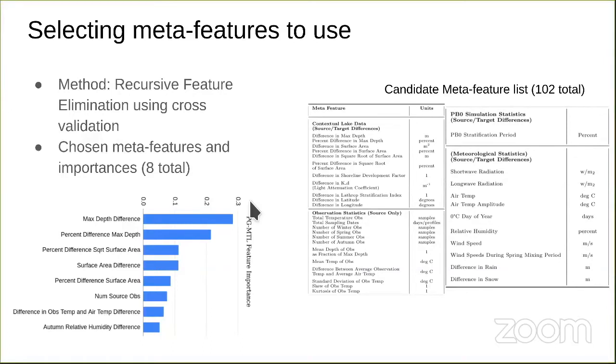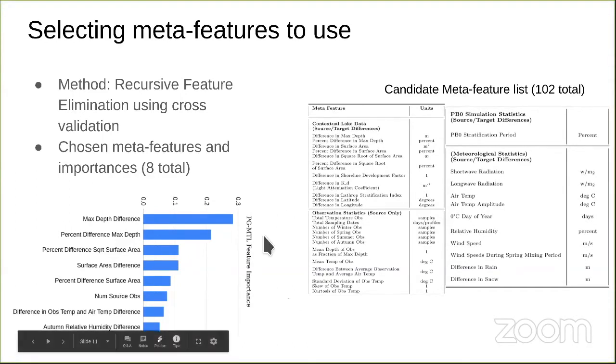So in terms of selecting which meta features or lake characteristics to use, we use recursive feature elimination using cross-validation on the gradient boosting model. And we kind of just threw everything in the kitchen sink at it in terms of candidate meta features, but they're basically divided into 4 different categories. We have contextual lake data, so things like the difference in max depth between the source and the target system, difference in surface area, etc.